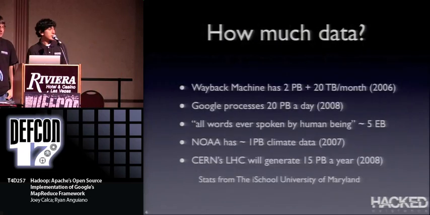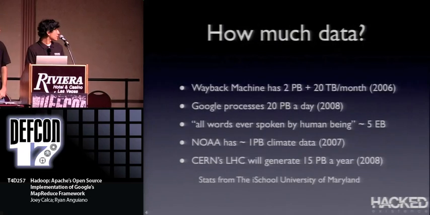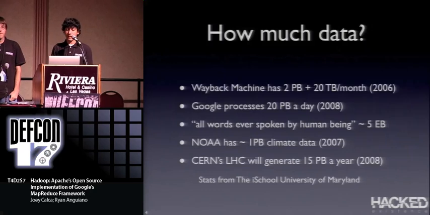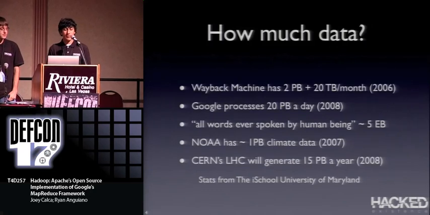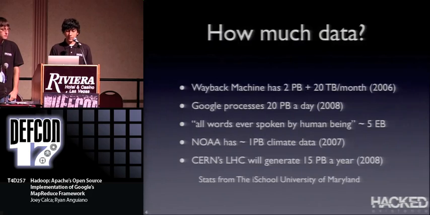So how much data are we talking about? Well, the Wayback Machine has about 2 petabytes of data total, and they're adding about 20 petabytes a month. Google processes 20 petabytes a day. What would you do if someone came to you with 20 petabytes and asked you to get information out of it? That's just a massive amount of information. CERN's Large Hadron Collider produces 15 petabytes a year when it's up and running. So large amounts of data that you need to be able to sift through and analyze.